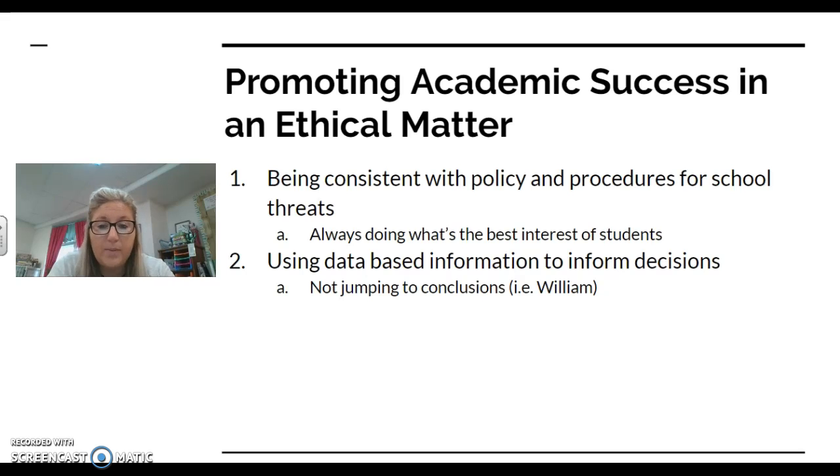Okay, and through the ethical matter, being consistent with policy and procedures for school threats. Always doing what's in the best interest of students, and using data and information to inform decisions. So, for example, making that assumption with William. That was kind of jumping to conclusions. She said, well, William and I kind of butt heads in class, so he probably did this. Well, she has no facts behind that. That's just an emotion. That's a feeling. There's no facts behind that he is the one that made this threat.